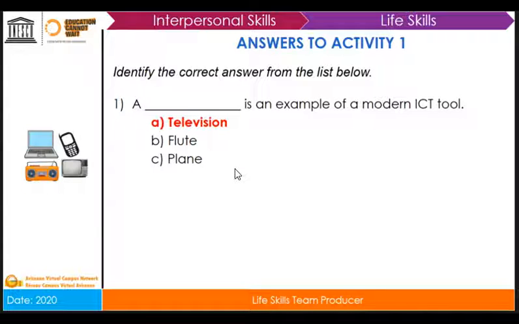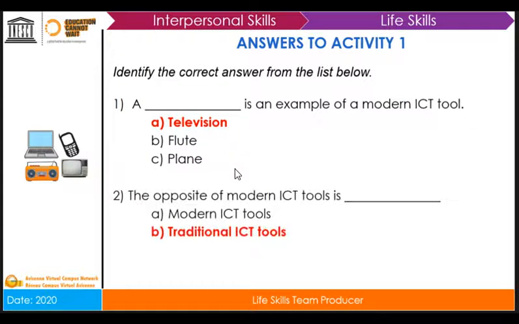And the correct answers for activity 1 are: 1. A dash is an example of a modern ICT tool. And the correct answer is television. Beautiful. 2. The opposite of modern ICT tools is dash. And the correct answer is traditional ICT tools. Wonderful.